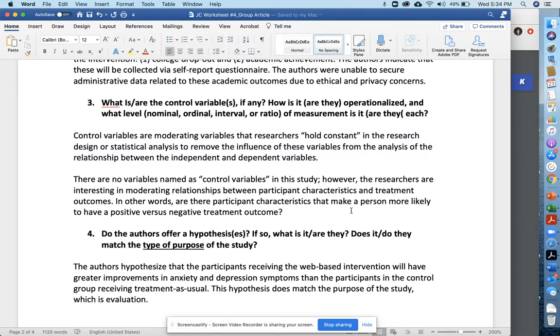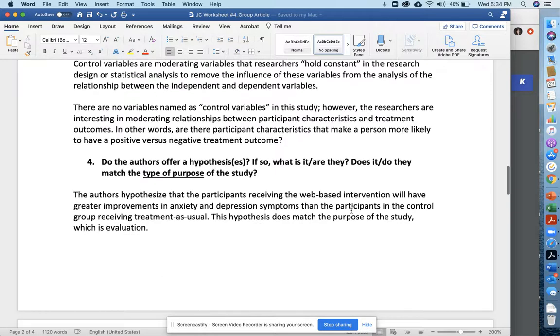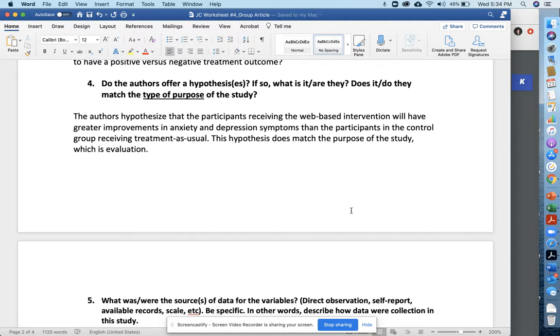So in this particular study, they did not name any variables as control variables, but they were interested in moderating relationships, particularly between participant characteristics and treatment outcomes. But these were not considered control variables. These were just moderating variables that they were interested in. All right, next question. Do the authors offer a hypothesis? They do offer a hypothesis.